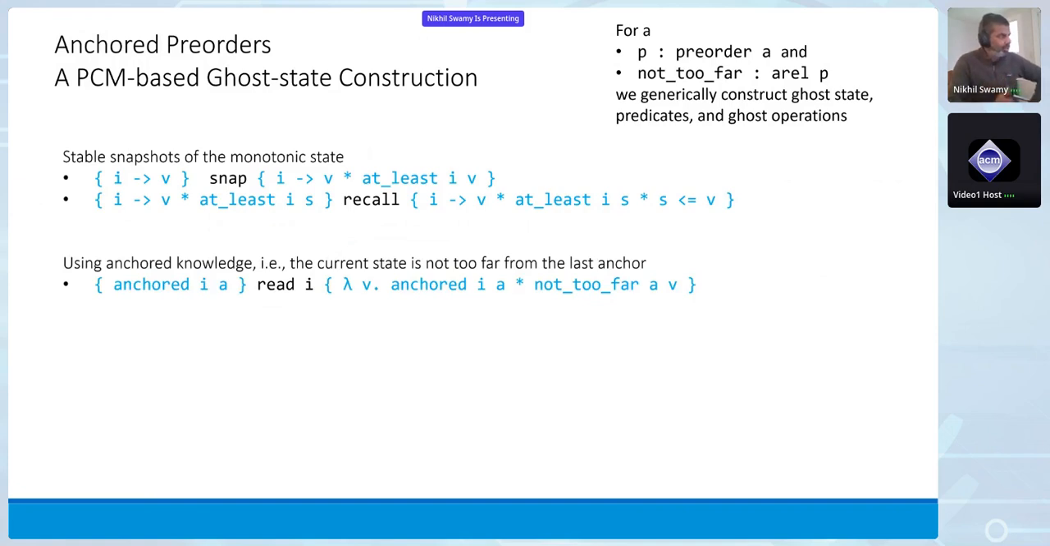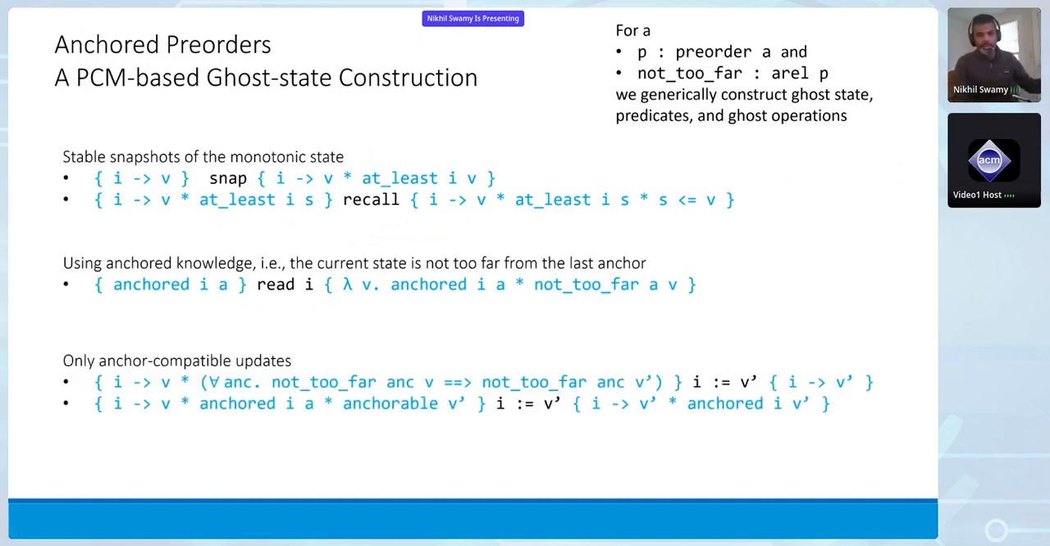But the new bit is that there's a new kind of predicate that we have called an anchored knowledge, where if a client has anchored knowledge of the value of the counter at some value A, and they read the value of the counter, what they're guaranteed is that they get some value V from the read that's not too far from their anchored knowledge. And dually, the producer is constrained to make only anchor-preserving updates, anchor-compatible updates to the counter.